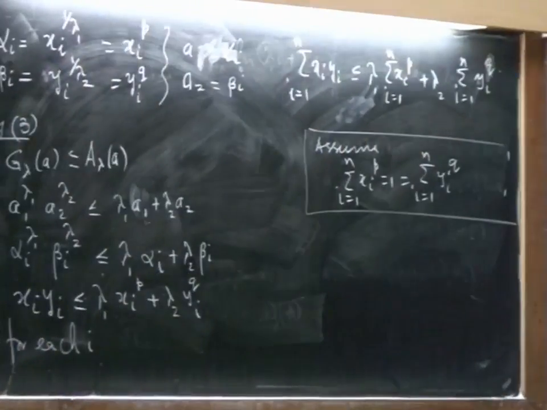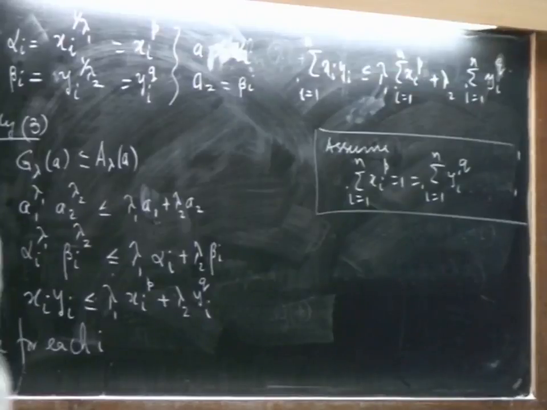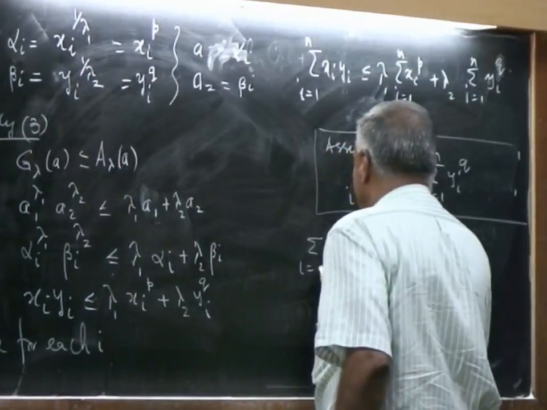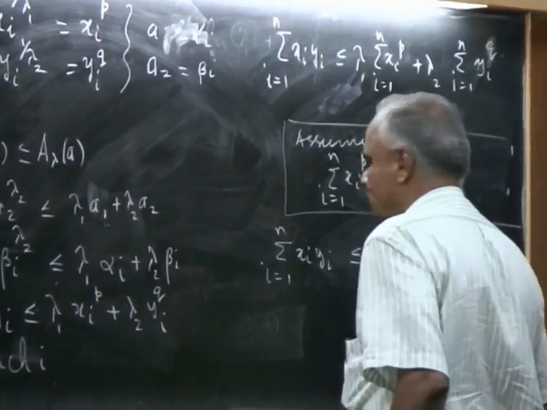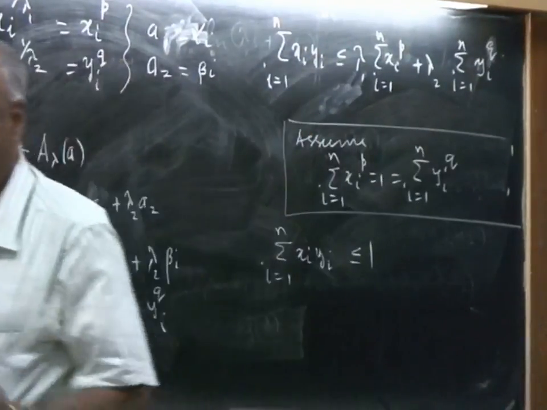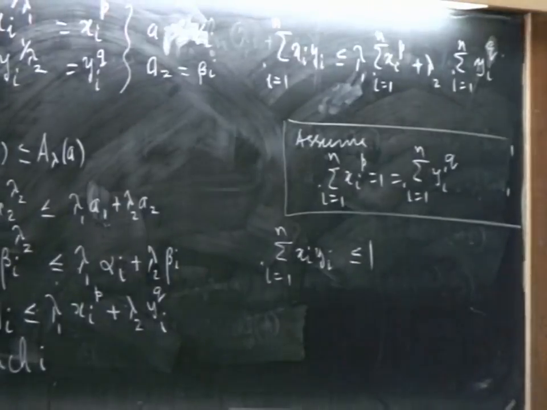Then what happens to the right side? Just lambda 1 plus lambda 2, but lambda 1 plus lambda 2 is 1, and therefore we get summation xi yi. When will equality happen? Again go back, xi will be allowed to be equal to yi. Okay. So we have the seventh inequality.